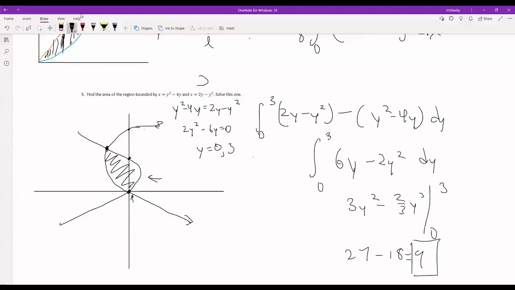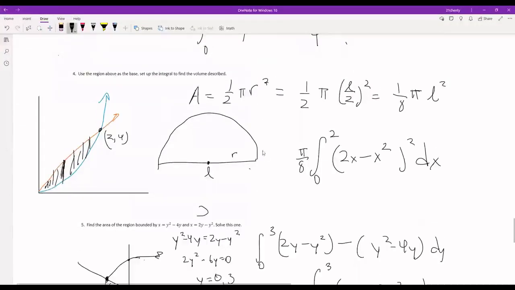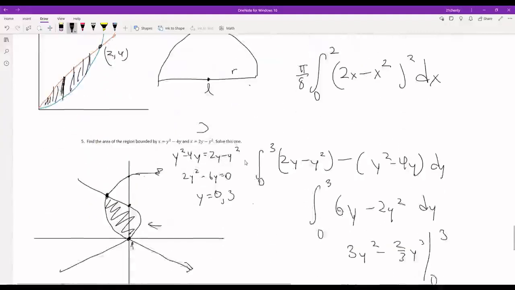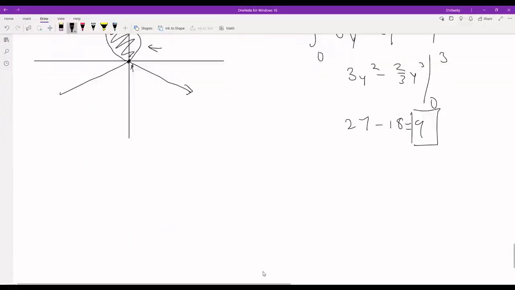So number 5 was just a trickier area between two curves. And I don't know, I feel like it won't be on the quiz, but the other ones, hopefully this helped a little bit. And good luck on the quiz.